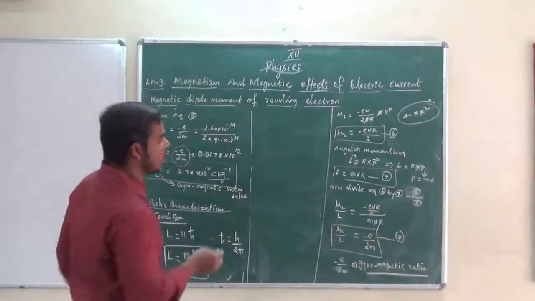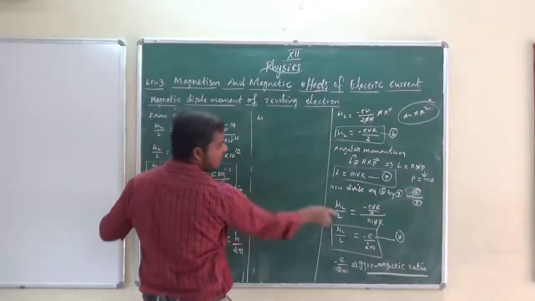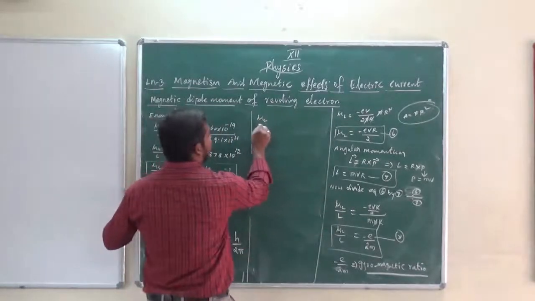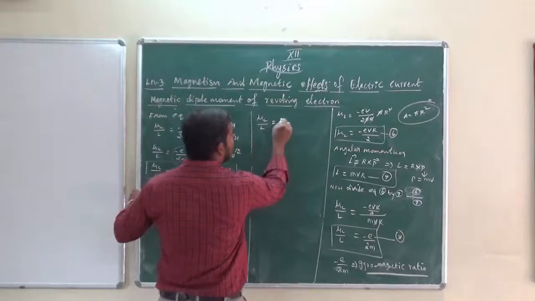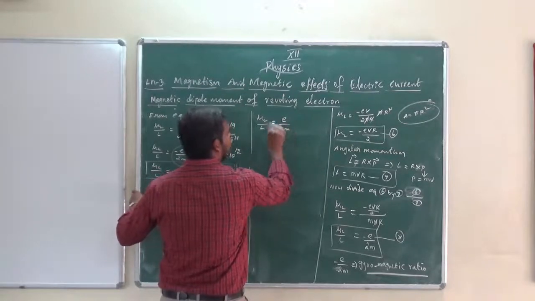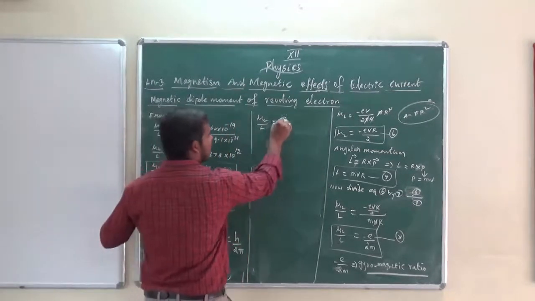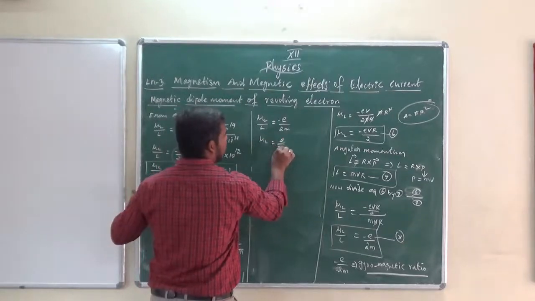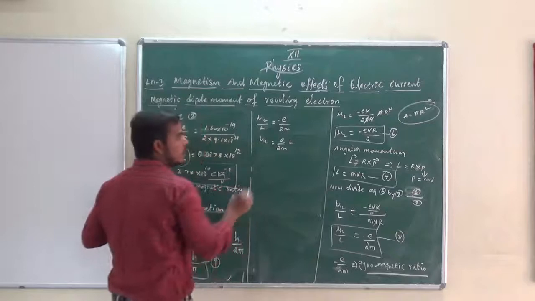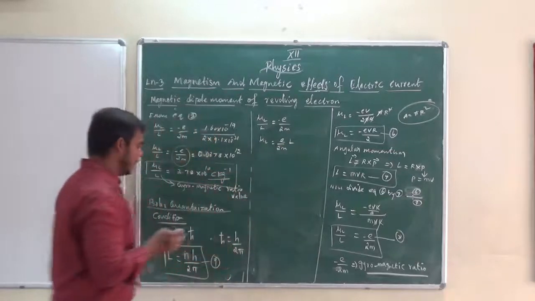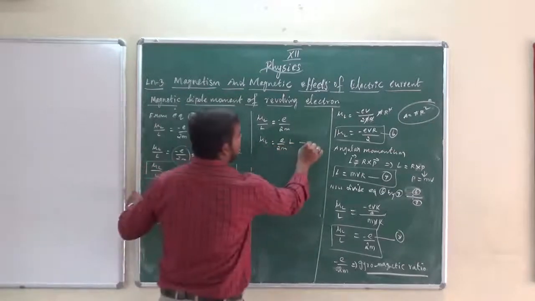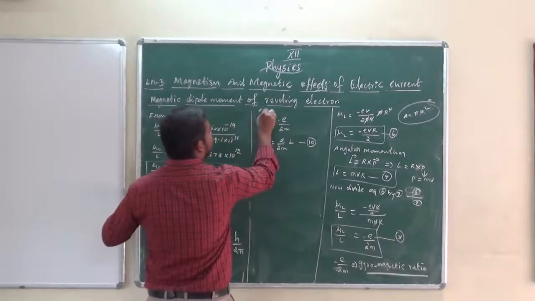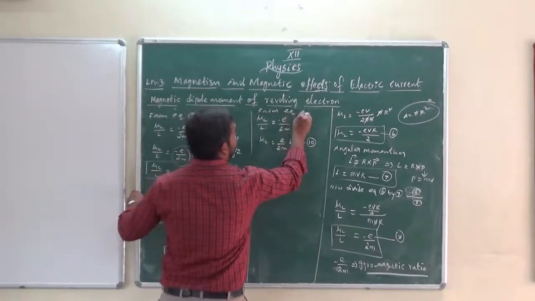Which equation will I remodify? New equation number 8: mu L divided by L equal to e by 2m. I remove that negative. So this equation I have to change: mu L equal to e by 2m into L. L value we know; this is equation number 10. This equation I took from equation 8.